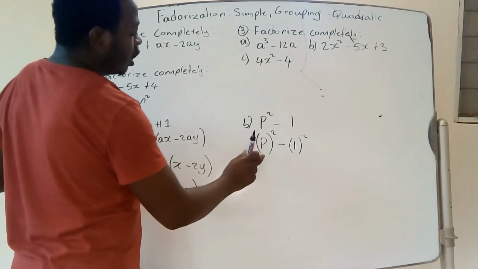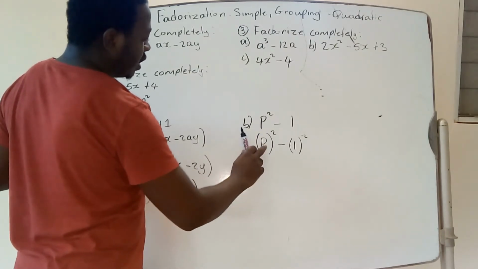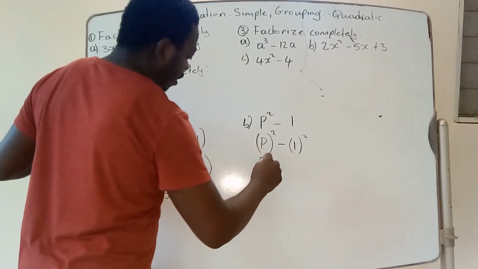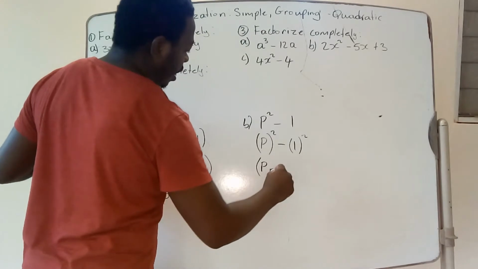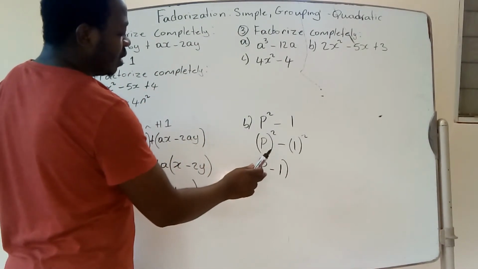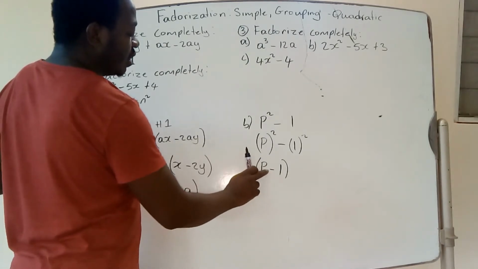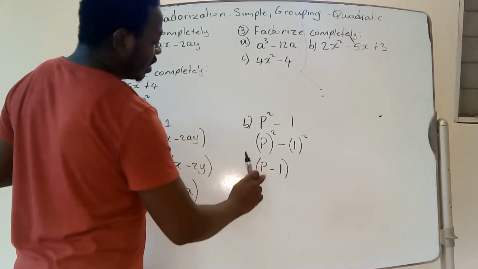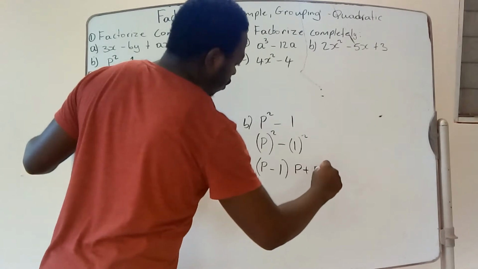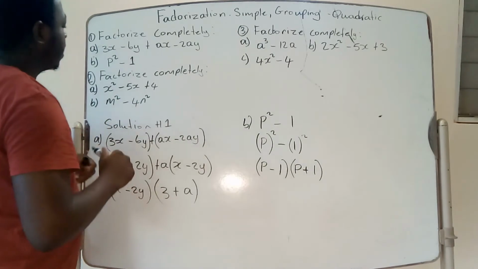So what you're going to do, you're going to take out what is inside of the bracket. So you're going to take the p minus 1 and put that in a bracket. So you're going to have p minus 1. That's a part of the answer. What you're going to do is to write the same thing in this bracket, but now you're going to write a plus sign instead of a subtraction sign. So you're going to have p plus 1. And that's how you factor a difference of 2 squares.